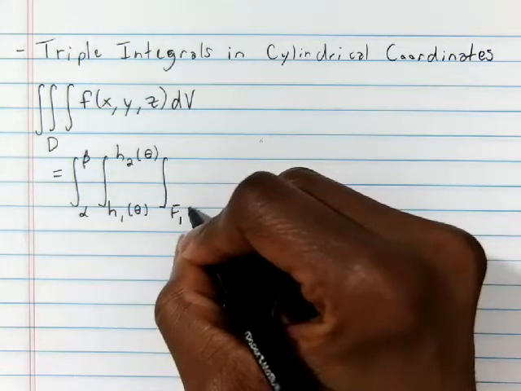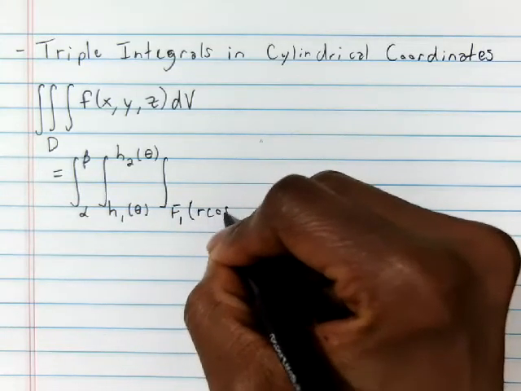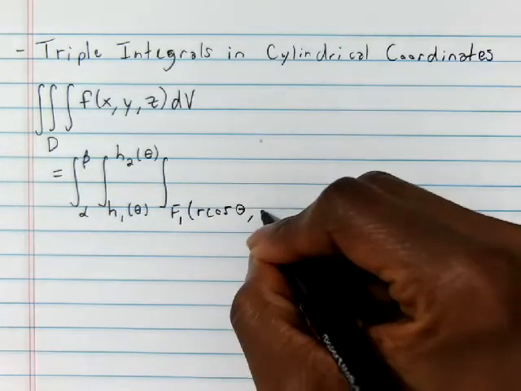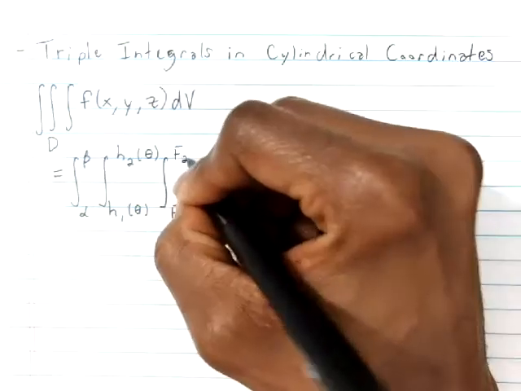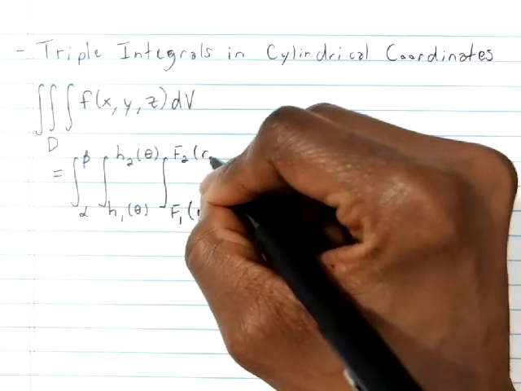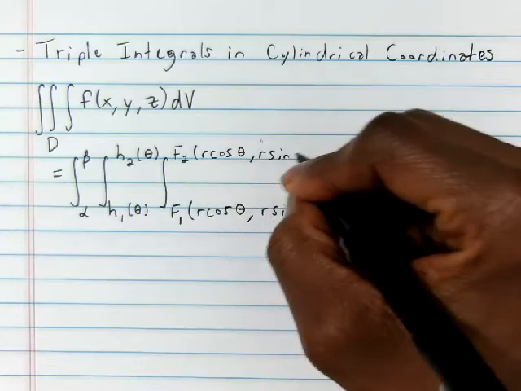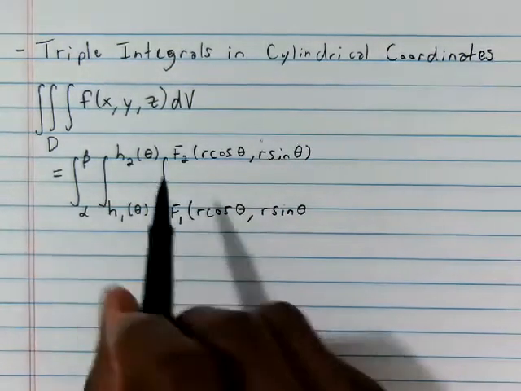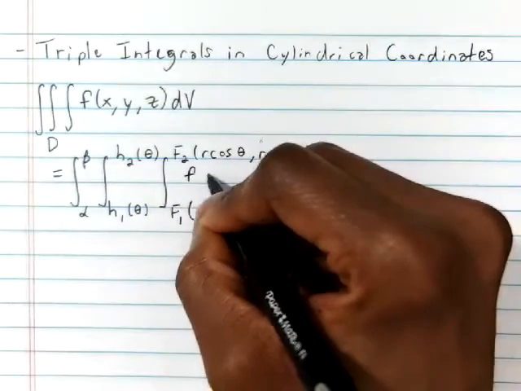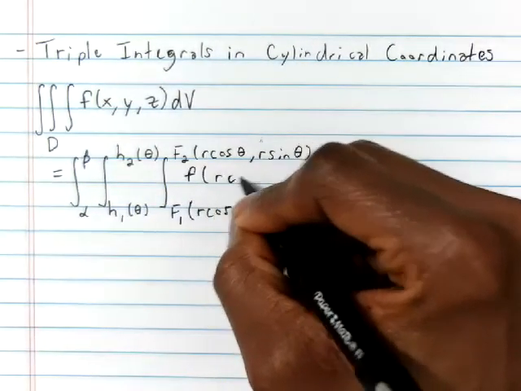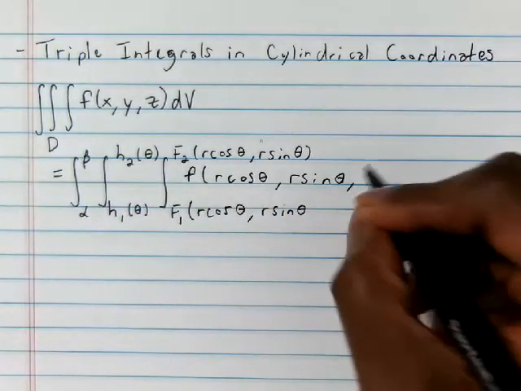So here, once we change, our x is still r cosine theta, which we had on the previous page, and our y is r sine theta. And then f2 is a function of r cosine theta and r sine theta. And then again, instead of f of x, y, z, our function in the integrand is f of r cosine theta, comma r sine theta, but z is still the same when we switch.